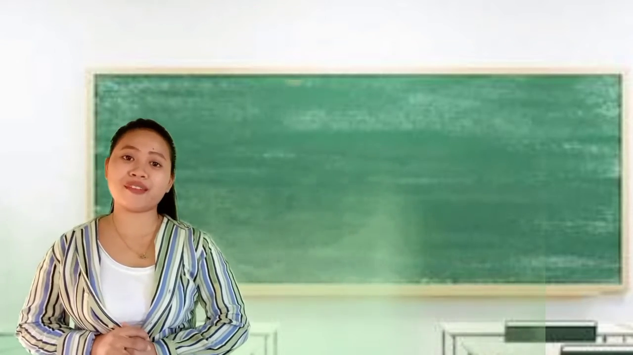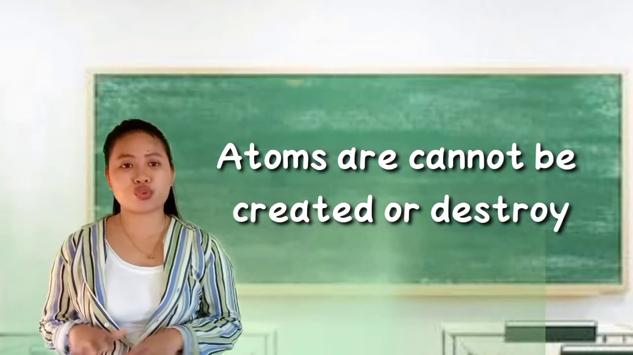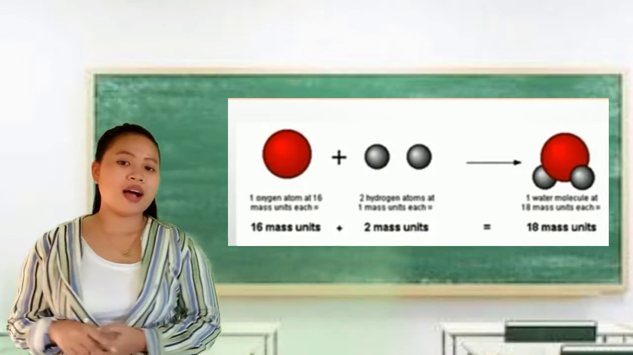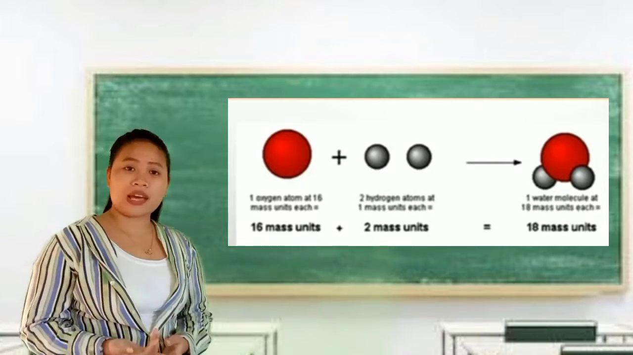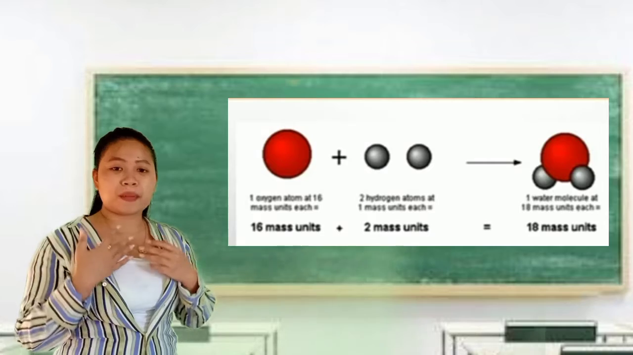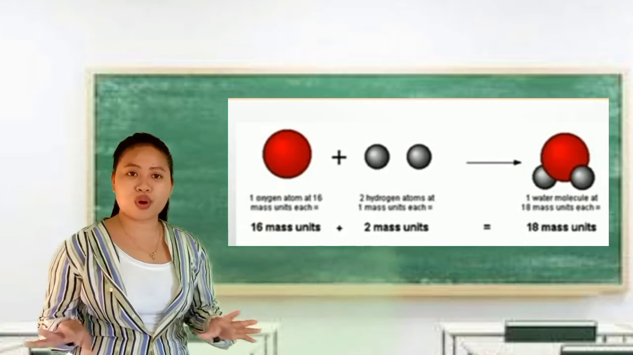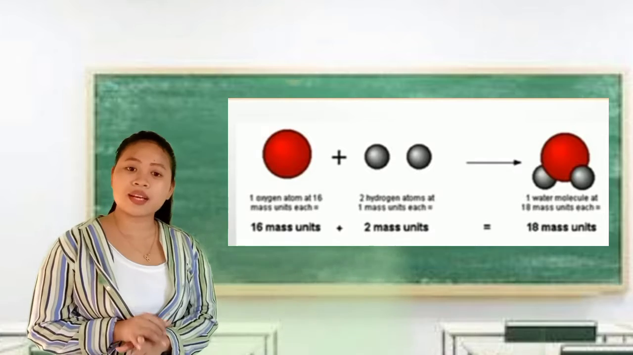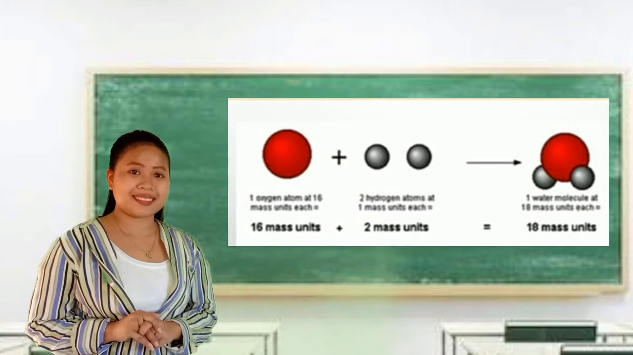The second postulate of Dalton's atomic theory is that atoms cannot be created or destroyed. In this chemical reaction, as you see in the picture as an example, one oxygen atom reacted with 2 hydrogen atoms in the formation of water molecules. In this reaction, there is no destruction and no loss of any atoms. That's why we cannot create, nor can we destroy, any atoms.